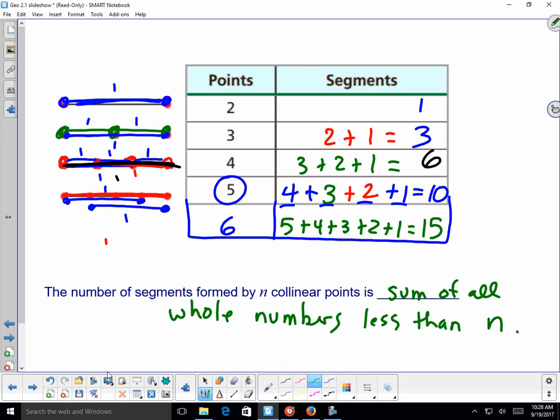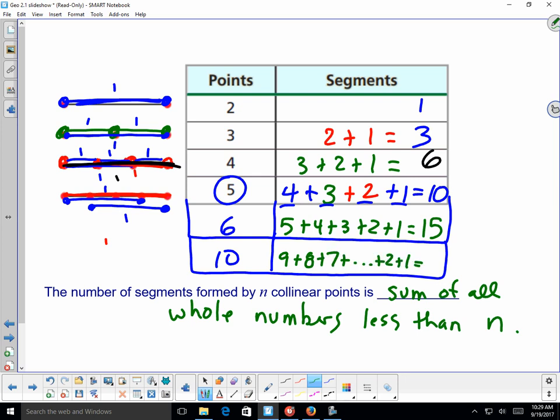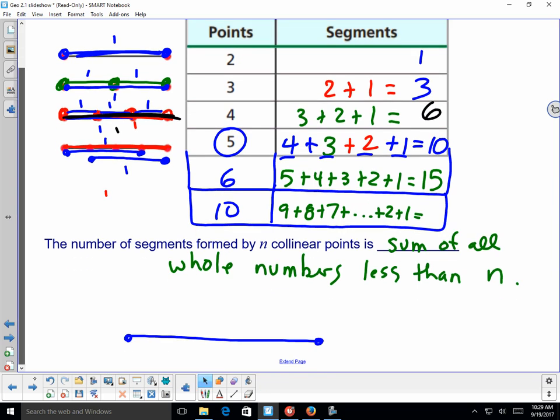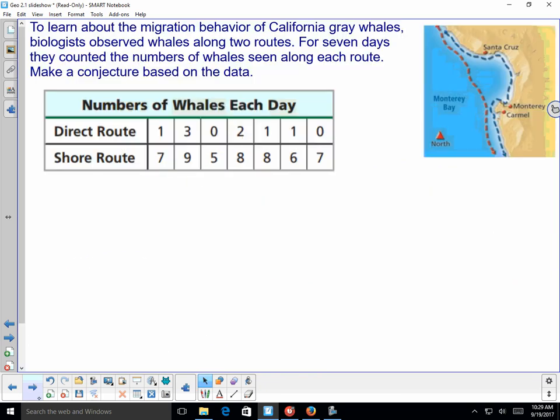So if we wanted to say, oh, if we make a segment with 10 points on it, how many segments would it be? Well, it would be the sum of all of the whole numbers that are less than n. So we start with 9 plus 8 plus 7, and we keep going all the way down to plus 2 plus 1, and we get our answer. So that's our conjecture. Did we prove it? No, but that's just our conjecture.